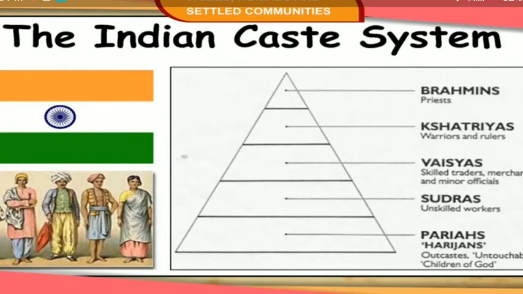Since the Vedic time, the Hindu society had comprised four classes, also known as castes. These classes were the Brahmins, who were accepted to be learned people and took on matters connected to religion. The second class was the Kshatriyas.